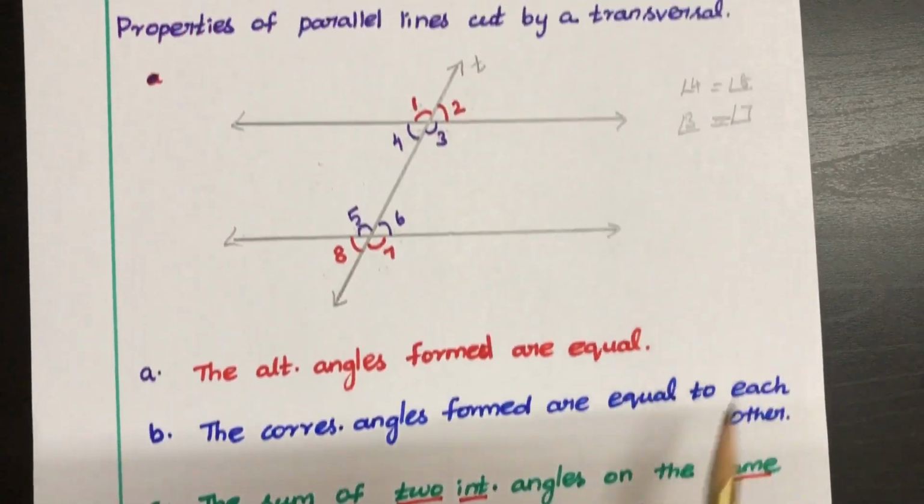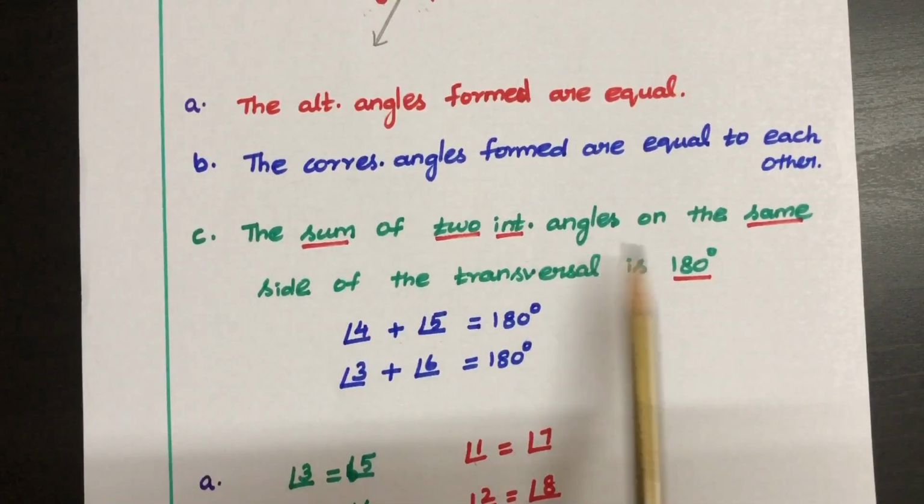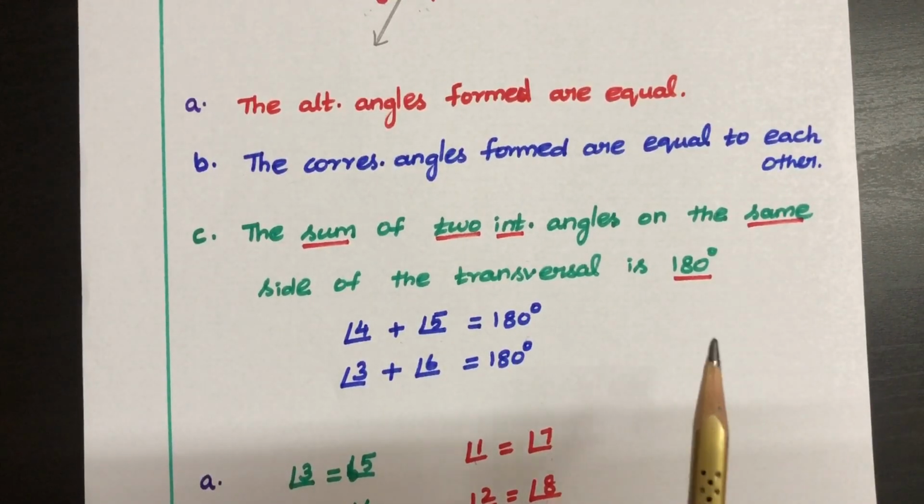So, these are all very important properties. Only 3 properties are there. You need to have a very clear concept about this because it's very important to solve all the problems easily.